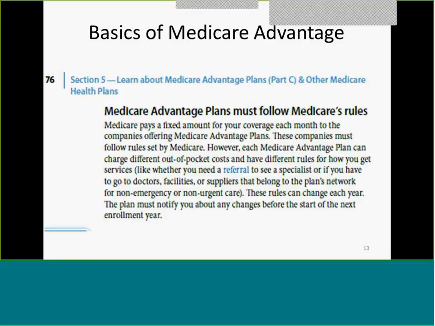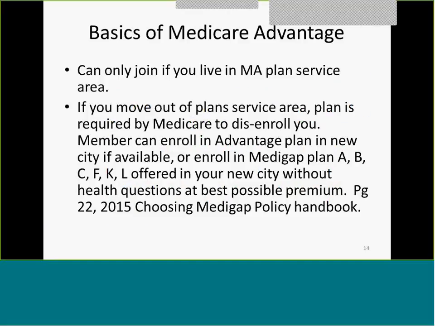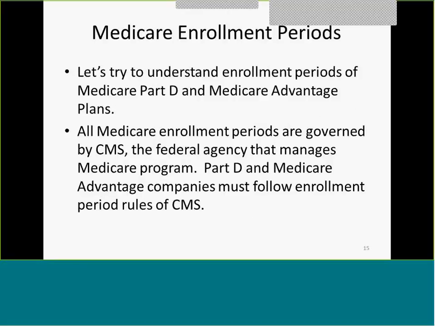And here's page 76 of the Medicare and You, and what does it say up there? This is where you take them. Medicare pays a fixed amount for your coverage each month to these companies offering Advantage plans. These companies must follow the rules set by Medicare. Okay, you can only find it if you have it available in the area. So people that live outside of the Kansas City metro, maybe they live up in Atchison, maybe they live up in St. Joe, they may have very limited choices in Buchanan County or some of those other counties.